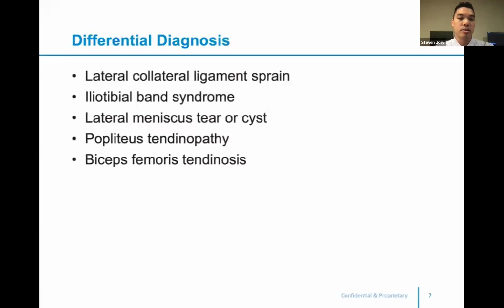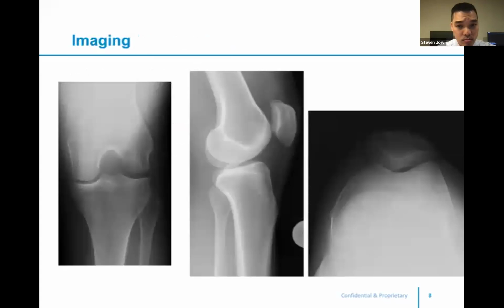So this is more of a general differential diagnosis for someone with lateral knee pain coming into our office. The things that we want to consider are lateral ligament sprain, IT band syndrome, whether it's distal friction syndrome or bursitis, lateral meniscus tear or cyst, popliteus tendinopathy, and biceps femoris tendinopathy, probably a little lower down on the differential.